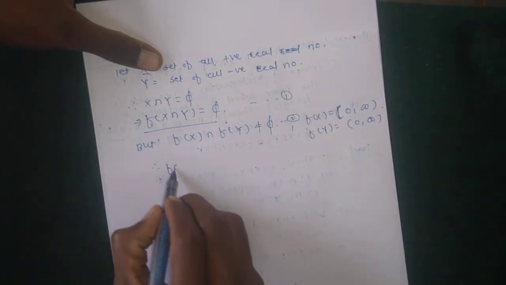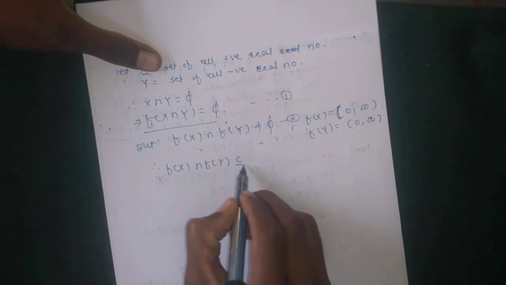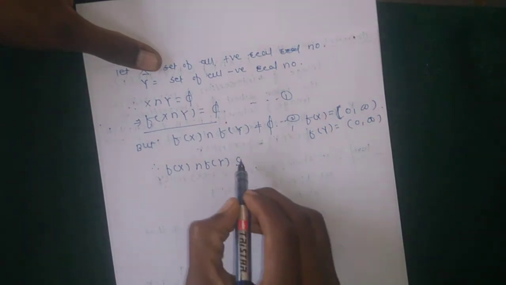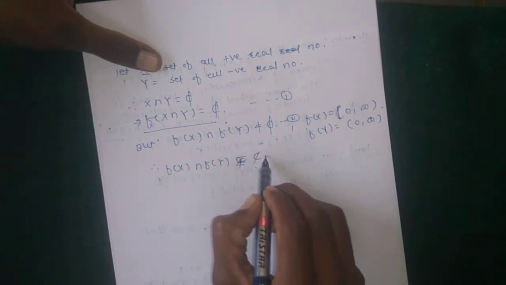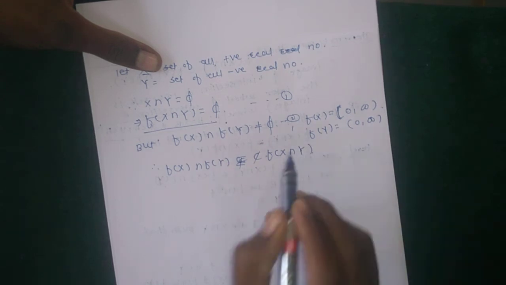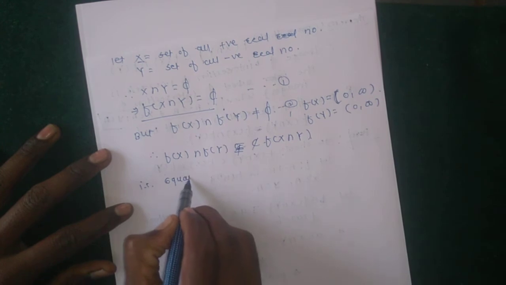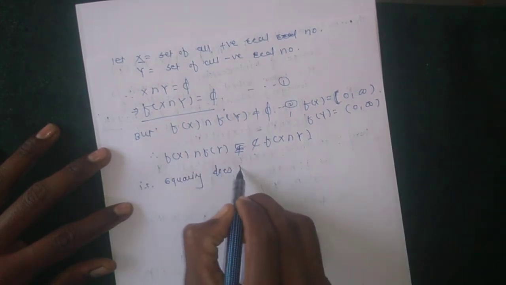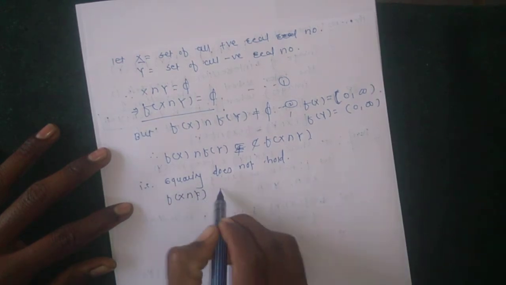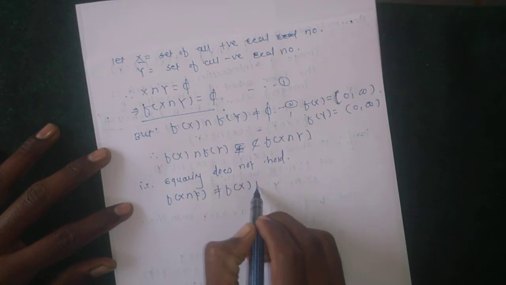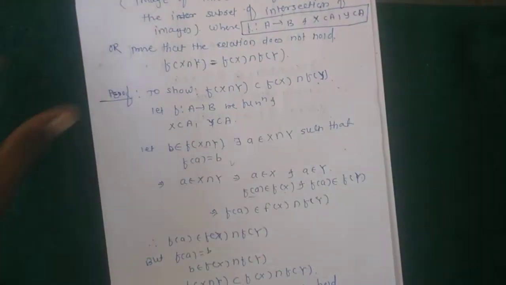Therefore f of x intersection f of y is not a subset of f of x intersection y. This is the proof of the theorem, that equality does not hold: f of x intersection y is not equal to f of x intersection f of y. This is the proof of our theorem.